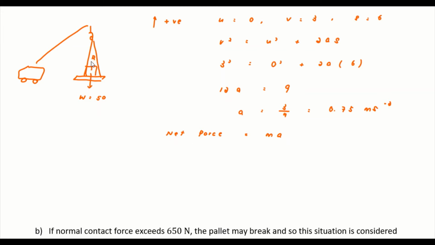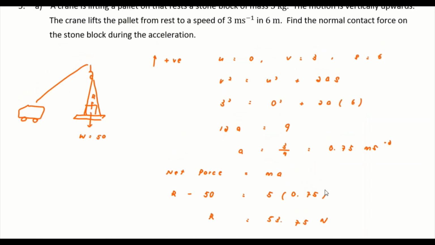We have the weight and the reaction force, right? Remember our direction going up is positive, so the resultant force here is positive as well. So R minus the weight, which is 50, equals the mass, which is 5, times A, which is 0.75. By solving this, 5 times 0.75 is 3.75, so R will be equal to 53.75 Newton. I hope this is still easy. Basically it's the same thing: solve for A, then substitute.